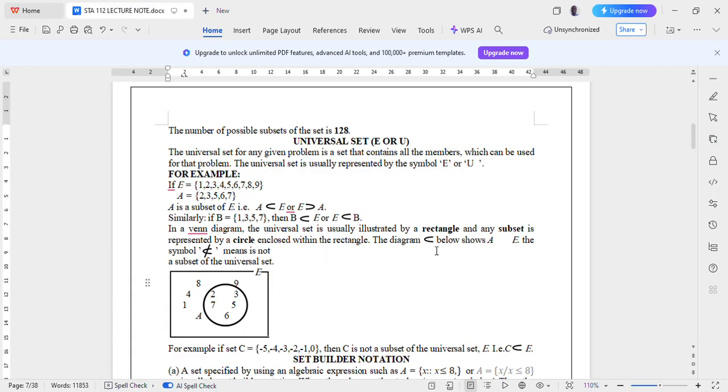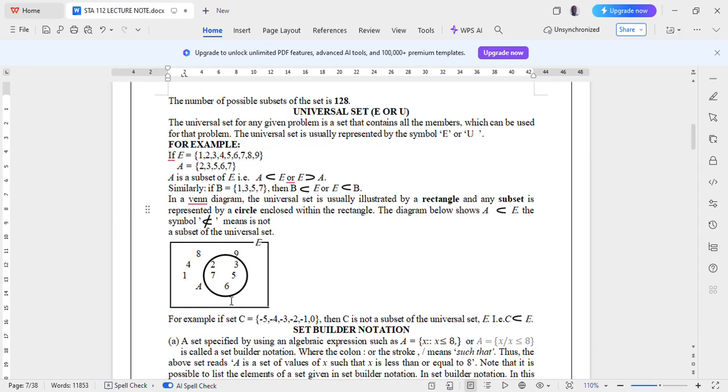So this one shows that A is a subset of E, and this one shows that it is not a subset of E. So the diagram shows that A is a subset of E. Then this symbol shows that it is not a subset. So when you have the subset symbol and you strike it across, it means that it is not a subset of the universal set.